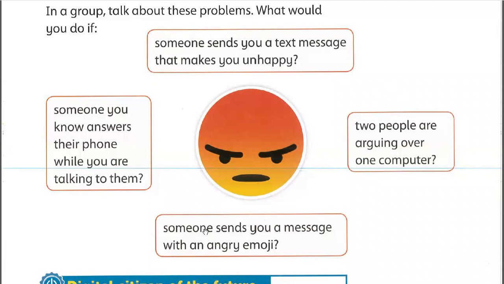Okay, last one. Someone sends you a message with an angry emoji like this one. In the picture, the person is angry. What are you going to do? You are going to reply to him politely, or the best way is to ignore the message. Ignore the message, okay? So he will not be more angry.